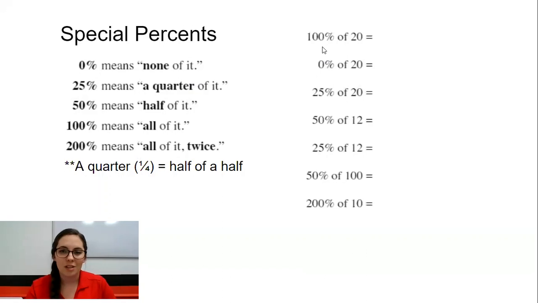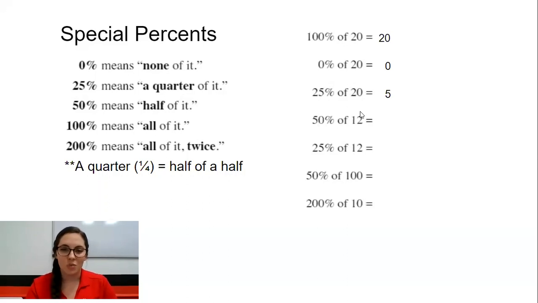So say I have 100% of 20. 100% is all of it. So 100% of 20 is going to be all of 20, or 20. Now 0% of 20, 0 meaning none of it, I'm going to have 0. Now 25% of 20. So 25% is a quarter of it, and I'm going to find that by doing half of a half. So half of 20 is 10, and half of 10 is 5. So a quarter of 20, or 25% of 20, is 5.